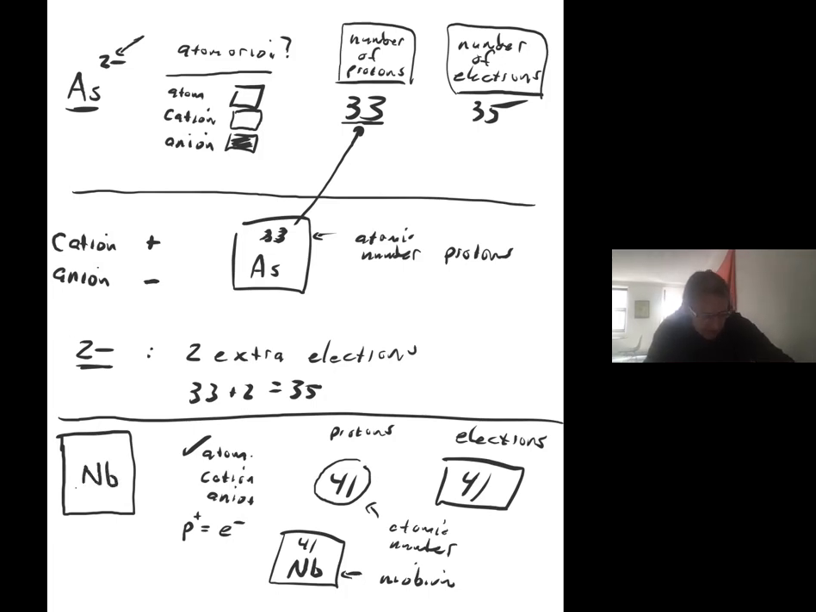So the symbol would just be NB. And then it's neutral, right? Its protons are equal to electrons, so we don't have to have a charge here. We're just going to write NB. And that would be your symbol. Now, if we knew that it had extra electrons, we would put the charge next to it as well. But in this case, they just tell us it's an atom.